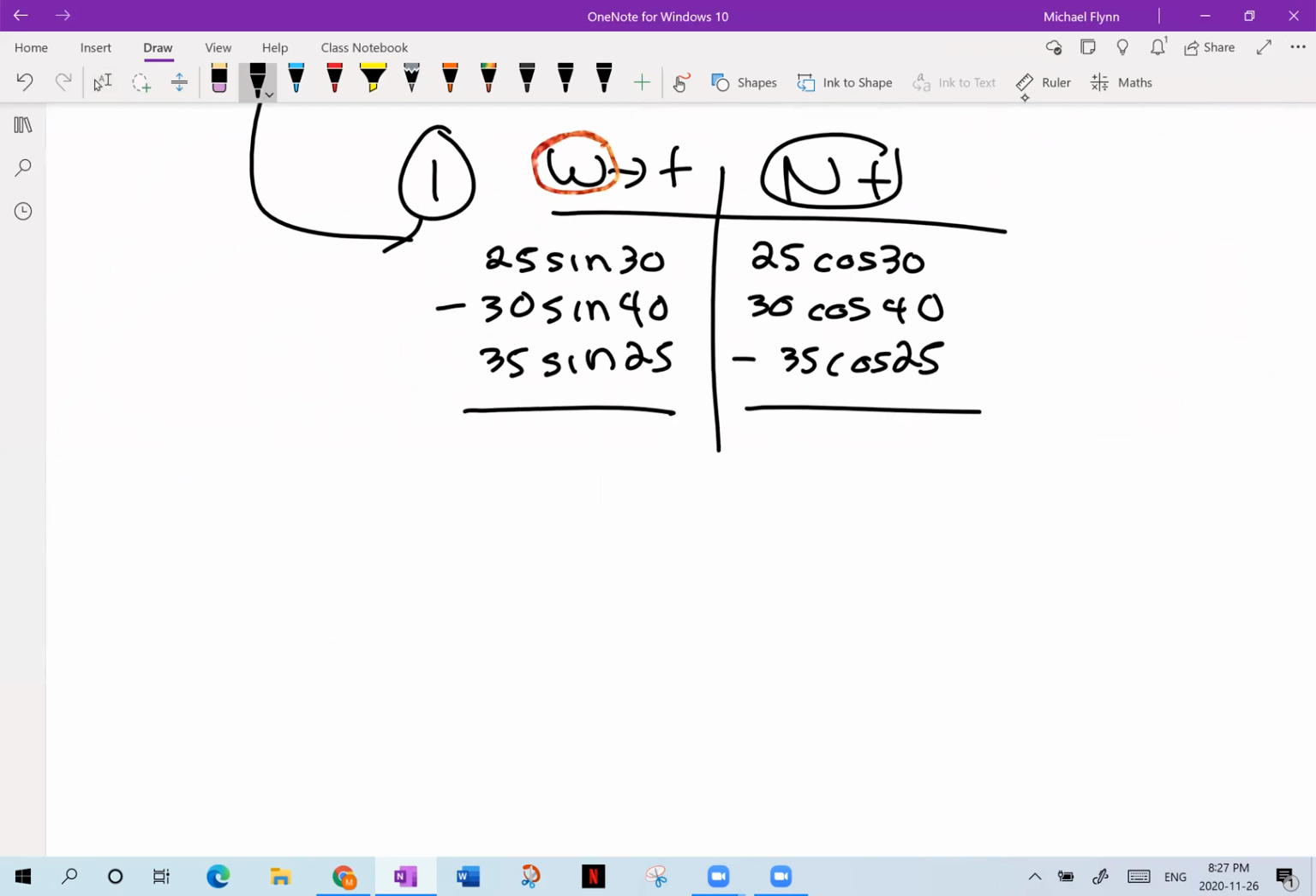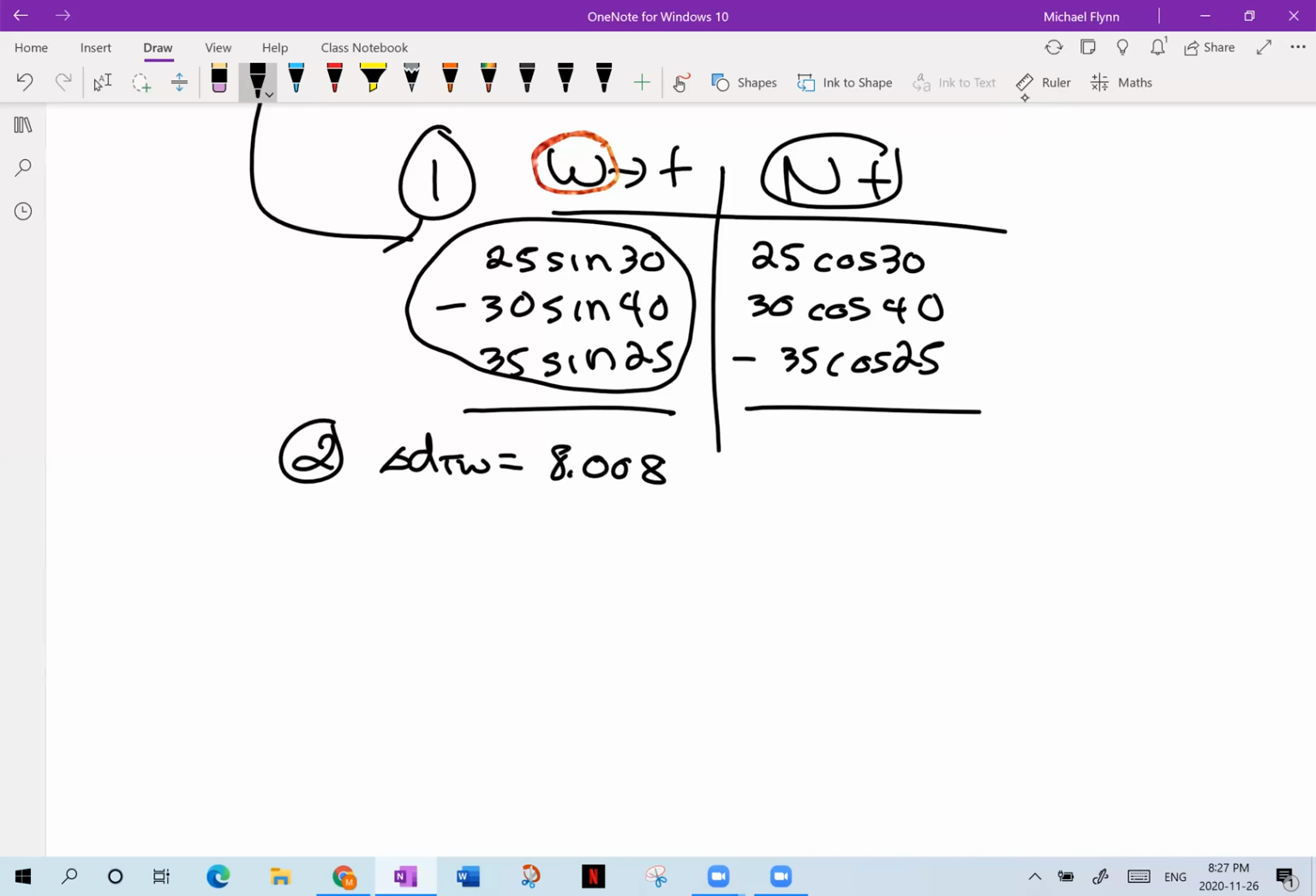Step 2, we total up each component. So I want the total west component, and I do it just by adding these three values together. So I take out my calculator and I do it all in one shot. I go 25 times 30 sine, minus 30 times 40 sine, plus 35 times 25 sine. And I get 8.008. So I'm going to write 8.008. I don't want to round it too much, but that's pretty good.